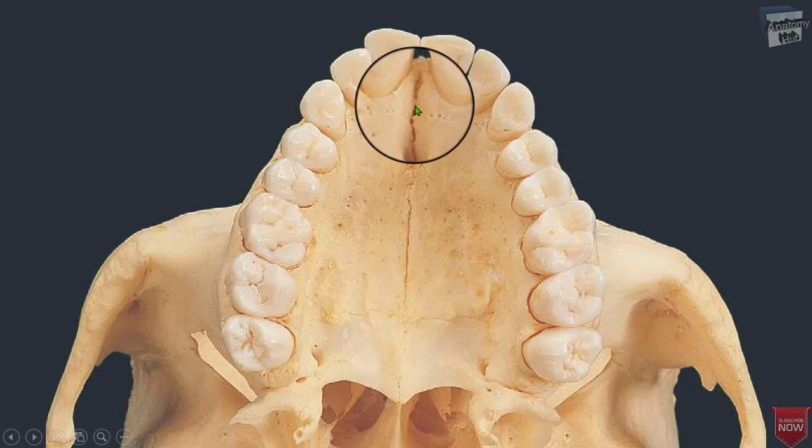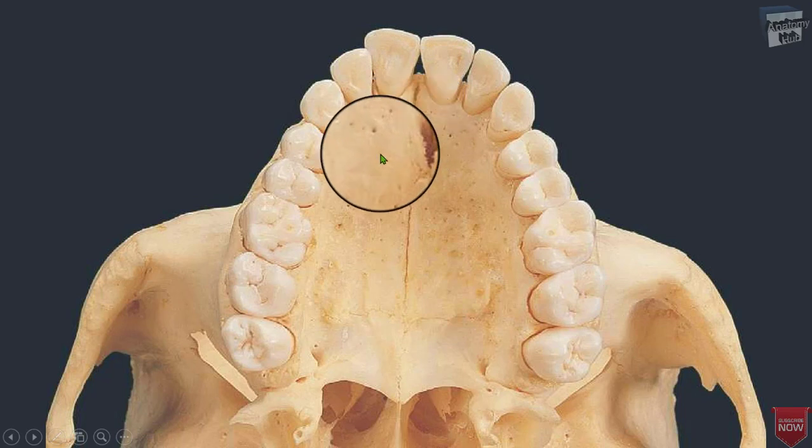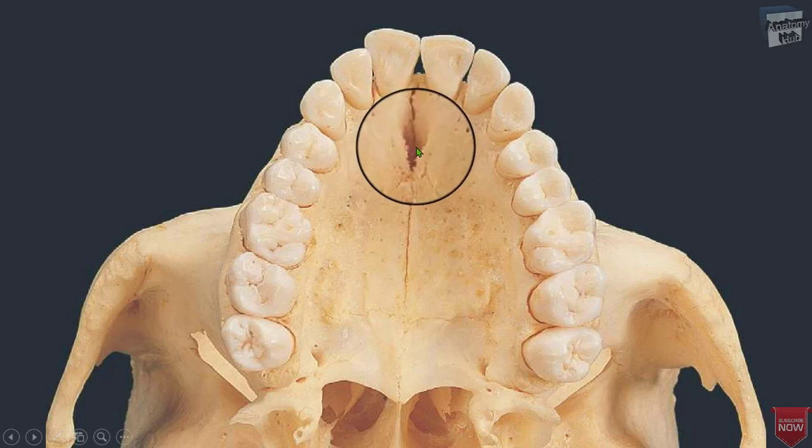It receives the left and right incisive canal. Inside you will find here descending through the hard palate from the nasal cavity. On each side the canal transmits the nasopalatine nerve from above and the greater palatine vessels from below.